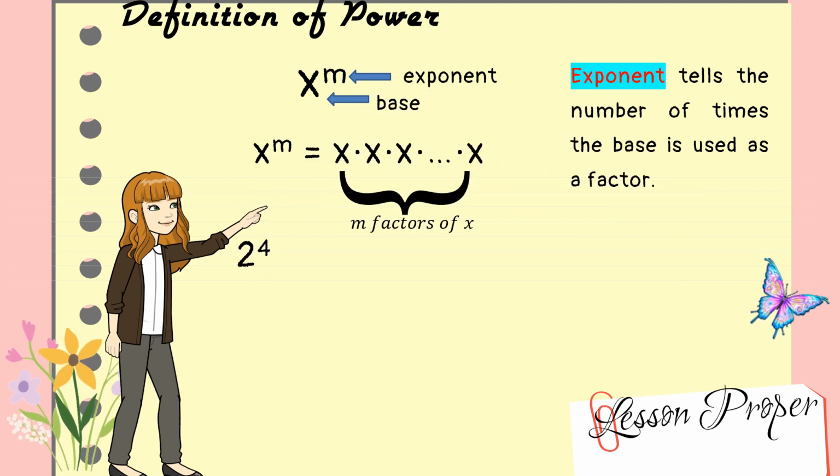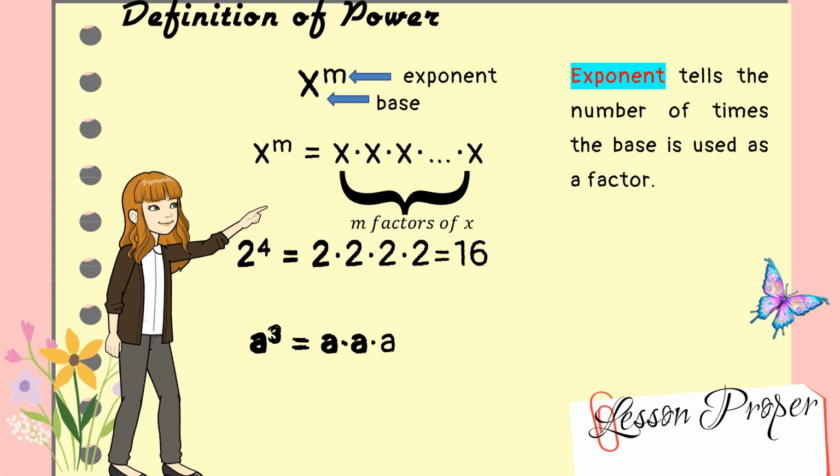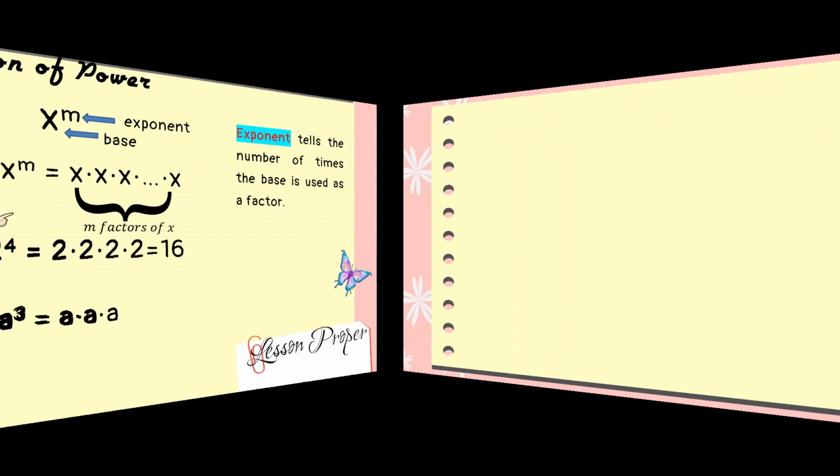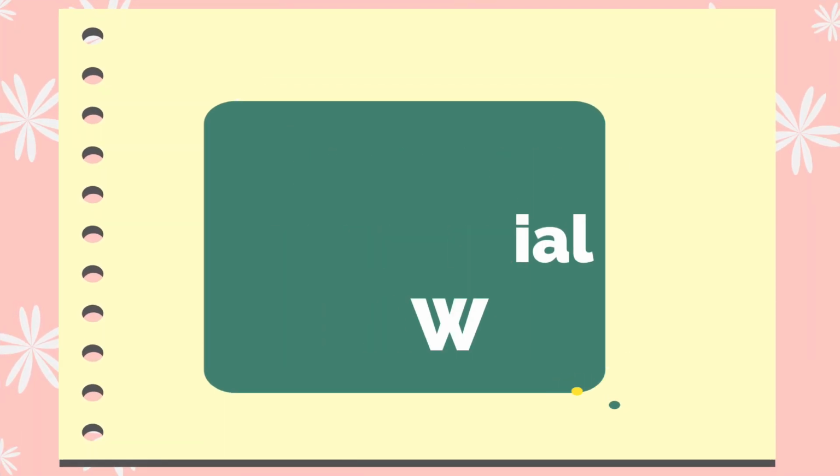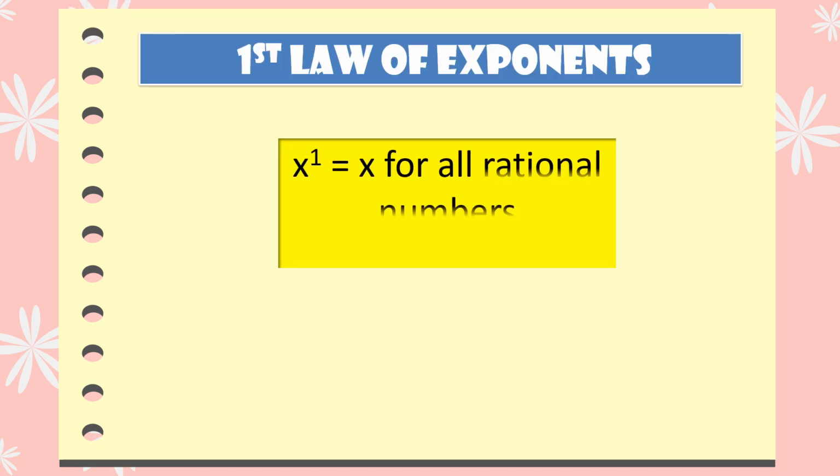For instance, 2 raised to 4 is equal to 2 times 2 times 2 times 2, and that is equal to 16. And a raised to 3 is equal to a times a times a. There are many exponential laws that are useful in algebra. The first law of exponents states that x raised to 1 is equal to x for all rational numbers.